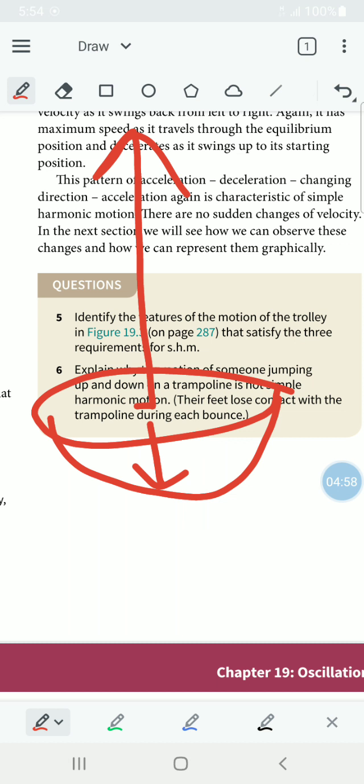Then the restoring force, when he is not in contact with the trampoline, is only equal to the person's weight, and that is constant. So those points need to be there. I hope you understood. If you did not, please ask me questions.